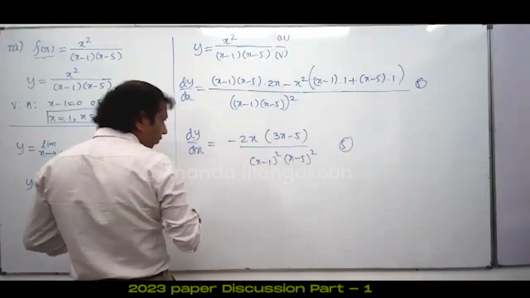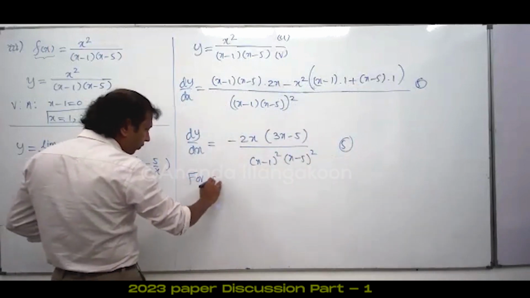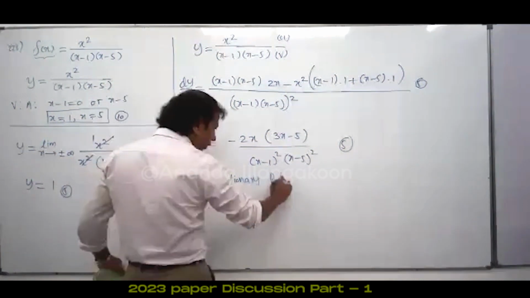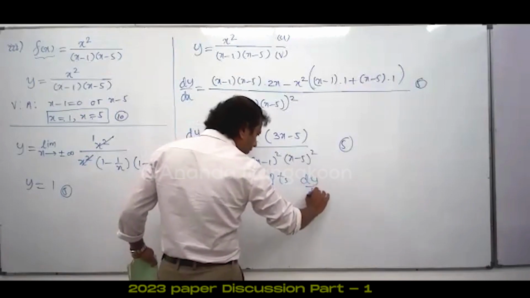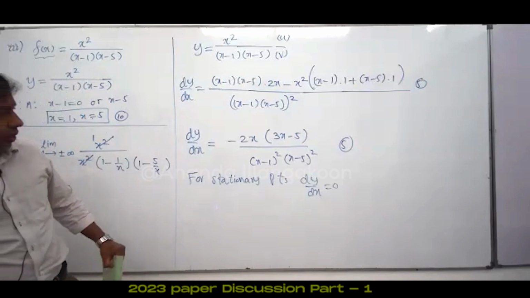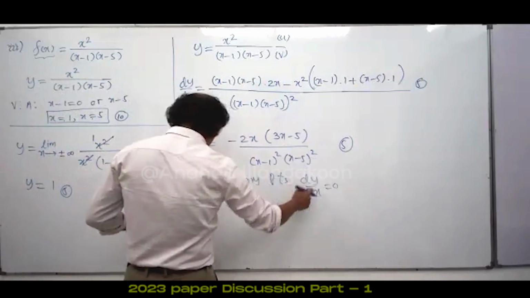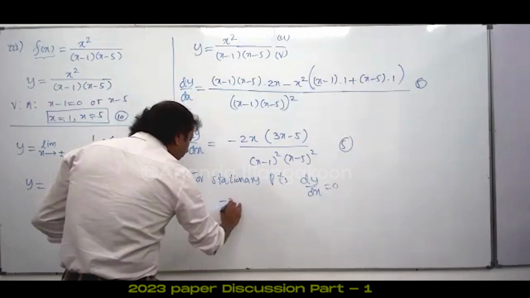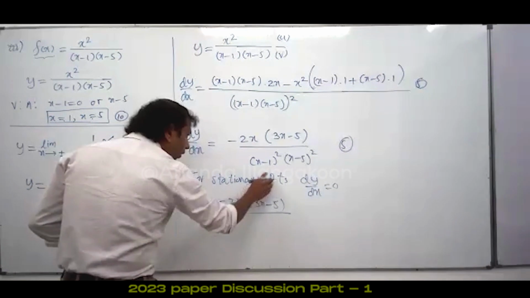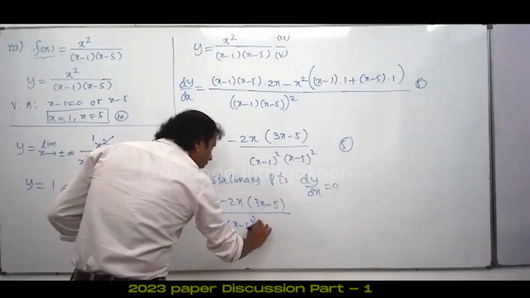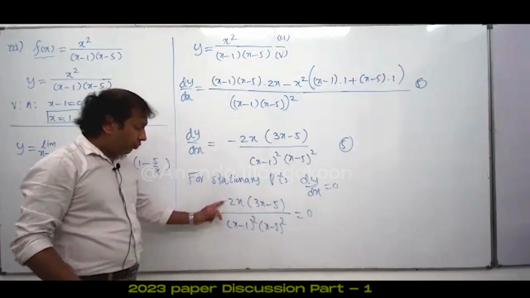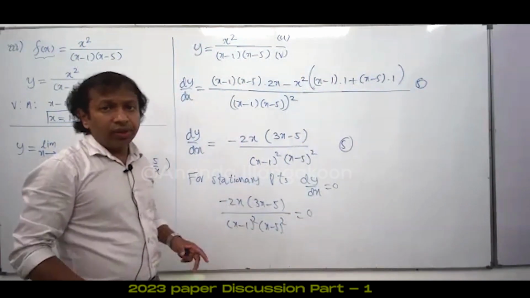Next one is for stationary points. For stationary points, what can we say? dy by dx equals 0, no? For stationary points, dy by dx equals 0. That means this right hand side must be 0. When the right hand side, minus 2x into 3x minus 5 divided by (x minus 1) squared (x minus 5) squared, equals 0, this fraction becomes 0 when this numerator is 0.